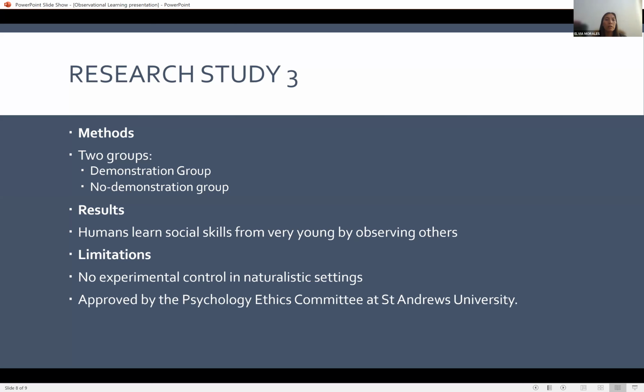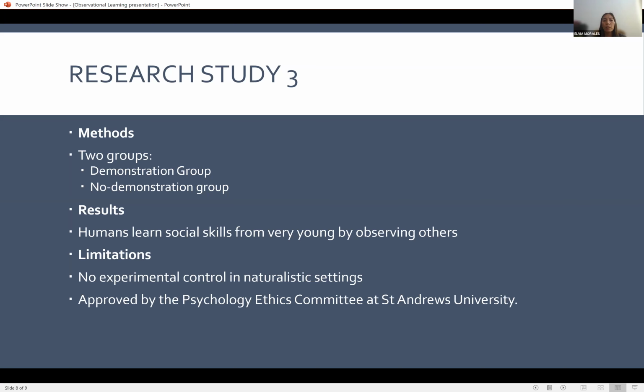The results of the study say that humans learn social skills from very young ages and by observing others. And there have been other studies done on this as well. But a limitation of the study is that there's no experimental control, because the study was done in a naturalistic setting where participants were unaware of being part of the experiment.